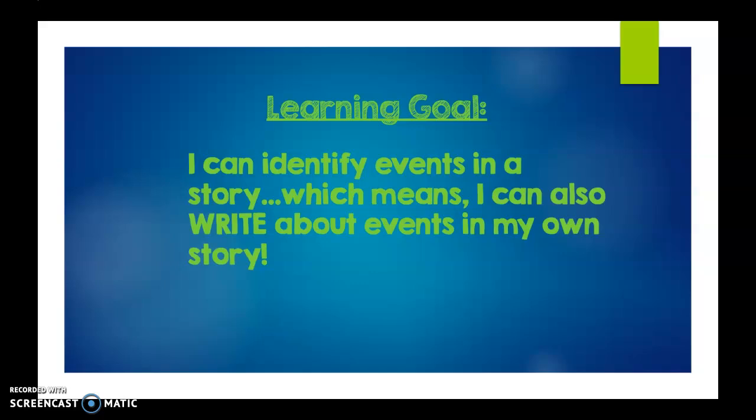We're going to pick up where we left off last week with our writing. So our learning goal is still, I can identify events in a story, which means I can also write about events in my own story. So today we're going to focus more on writing the events into our own story.